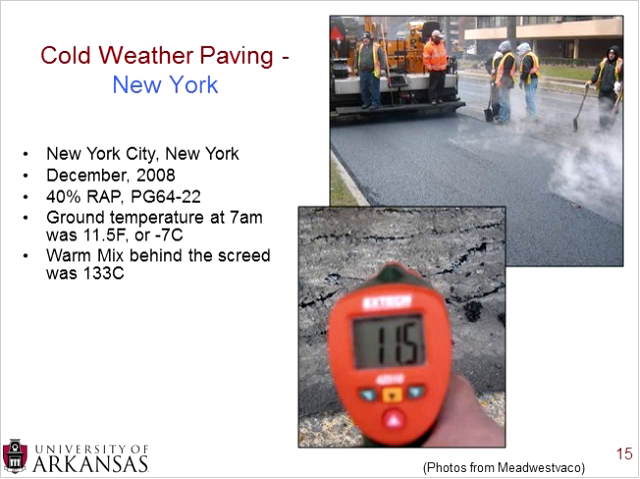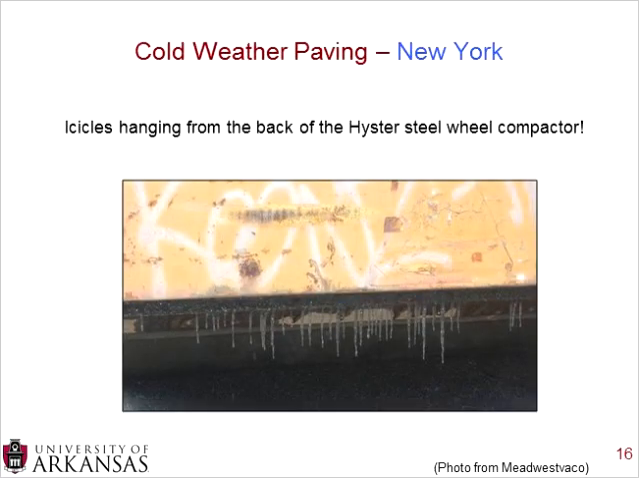The ground temperature at 7 a.m. was 11.5 degrees Fahrenheit. And when they laid the warm mix behind the screed, the temperature of the mix was 133 degrees Celsius. So using warm mix in this application, you're able to extend that paving season. They generally do not do paving in New York in December. In fact, if anyone's from there, you guys are probably still trying to dig your way out of the latest storm. But this is an example of if the moisture and those elements are cooperating and it's just those cooler temperatures, there's an opportunity to do some cold weather paving.